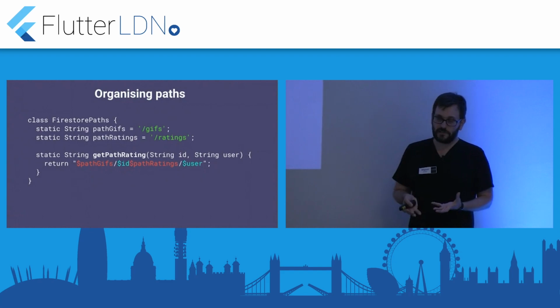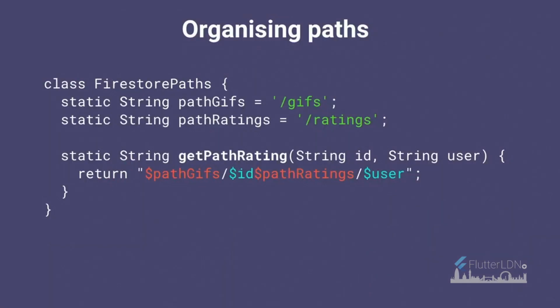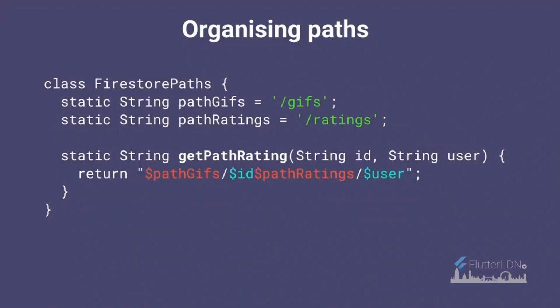You probably have noticed that I have this method called getPathRating in my previous example. And that's my preferred way of organizing paths. I will have a class that will contain all the Firestore paths that I have in my app. So I will have a method that will give me the path to the rating given a GIF ID and given a user ID. And then the paths, I will have them also here accessible for my app. So you don't want to start hard coding this into your app because it can become really messy.